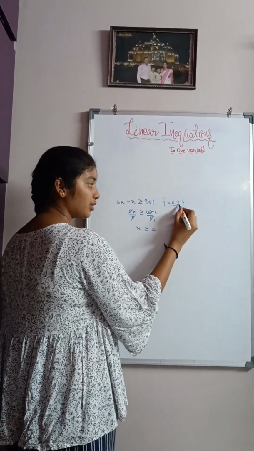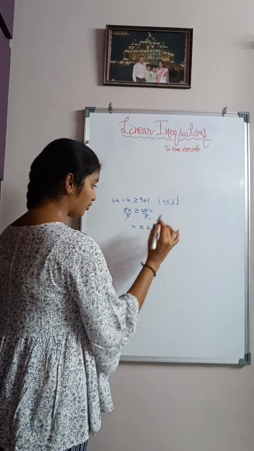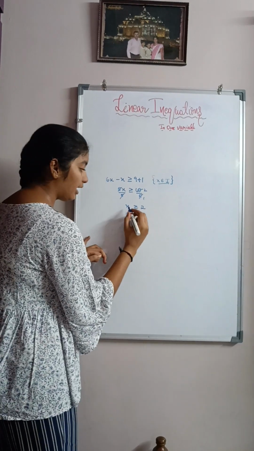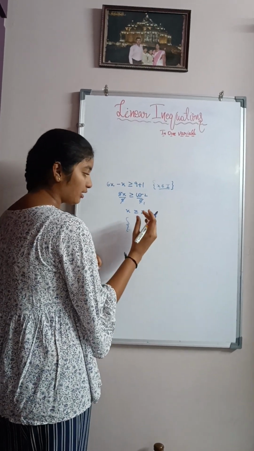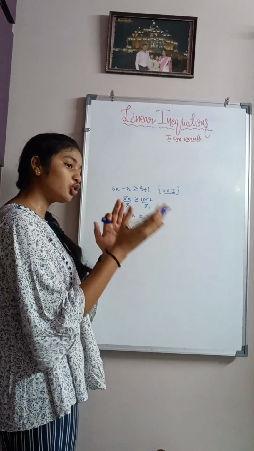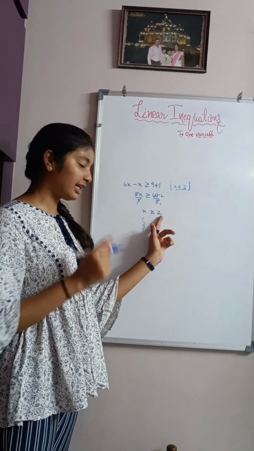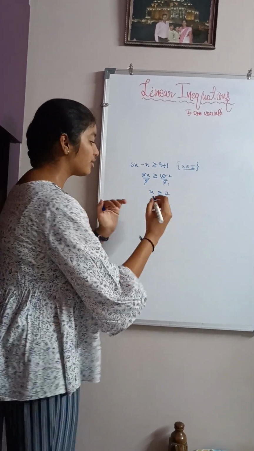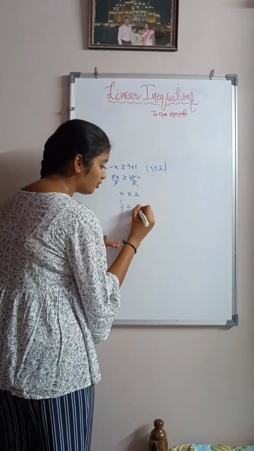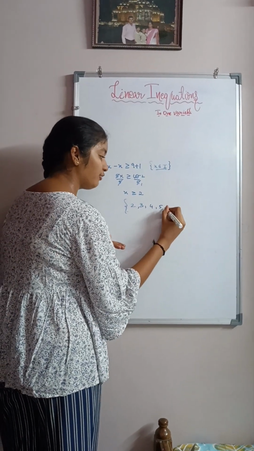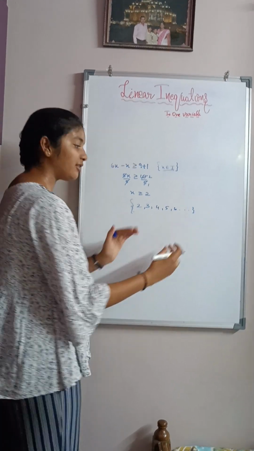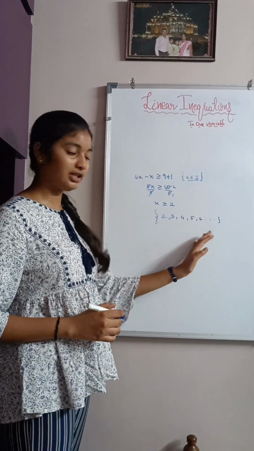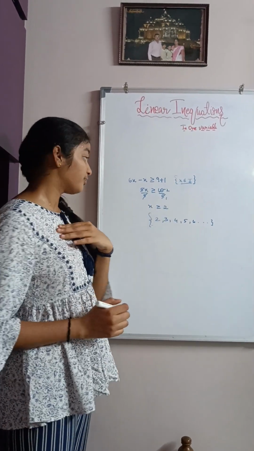As they gave x belongs to integers, what we need to write in the solution set is, here x is greater than or equal to 2. Greater than or equal to means we should include this number and the numbers after that. So what will be the answer? 2, 3, 4, 5, 6 and so on, because we can't write the infinite numbers. This is how we write it when x is equal to integers.